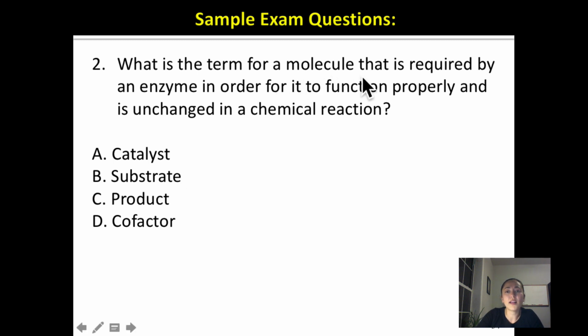What is the term for a molecule that is required by an enzyme in order for it to function properly and is also unchanged in a chemical reaction? Well, if it's required for an enzyme to work, a catalyst is an enzyme, so that's not the answer. A substrate is also required for an enzyme to work, but a substrate's changed in a chemical reaction. The product is the result of a reaction, so the answer here would be a cofactor. The cofactor is a thing that needs to be there, but it also is not changed in a reaction. An enzyme and a cofactor are not changed.